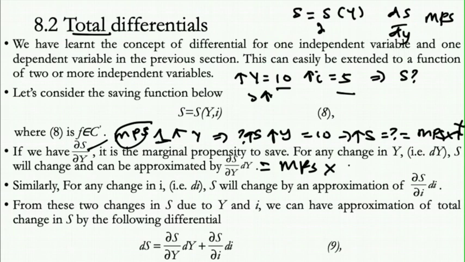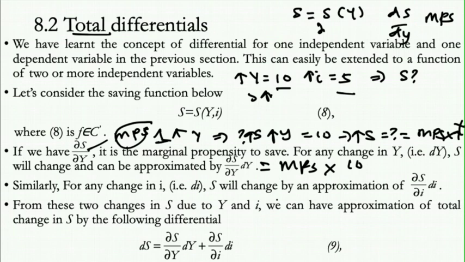how much is the change in income? Let's say 10. Similarly, for any change in interest rate, that is dI, saving will change by an approximation of delta S over delta I times dI. Because these two things happen simultaneously, the change in saving due to these two factors is given by expression 9.